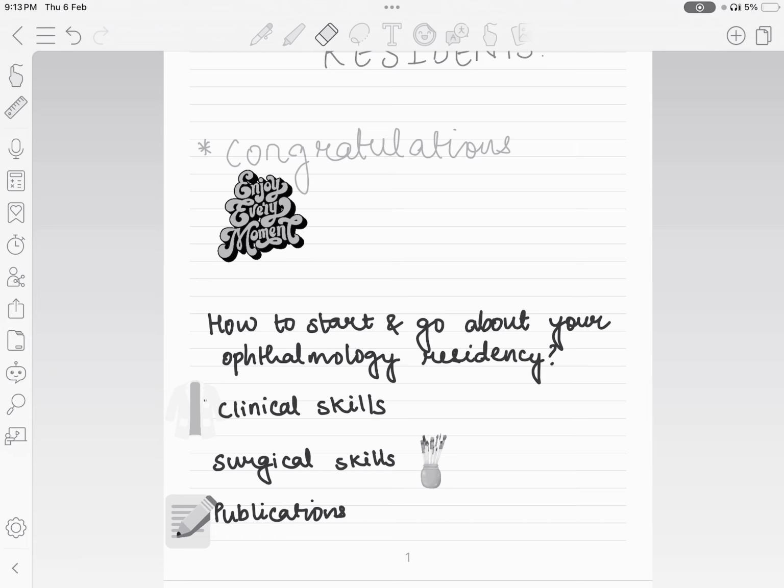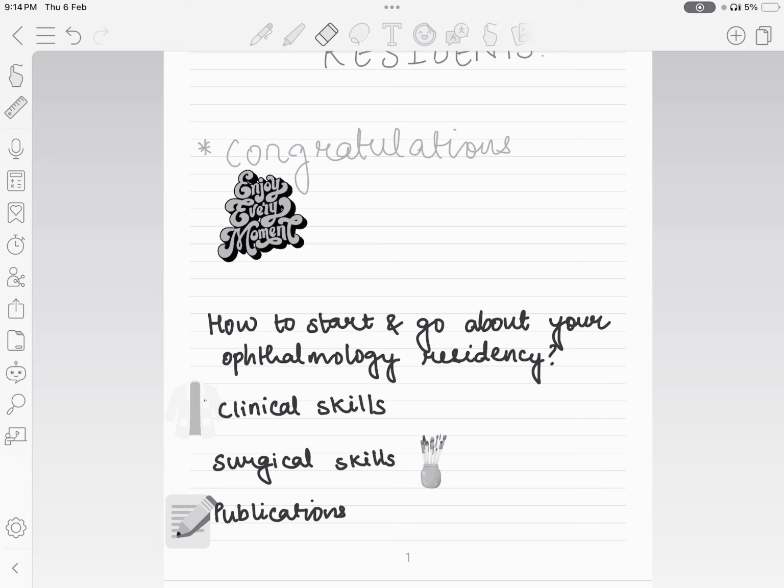So yeah, basically I would like to congratulate you all again and say that these are the three goals that you should keep in mind when you're entering into your residency: to hone your clinical skills, your surgical skills, and your publications. And just remember that all of these things will not be in the same level of equilibrium at every stage of your residency. At some point, you might have amazing clinical skills, but maybe zero surgical skills or zero publications.